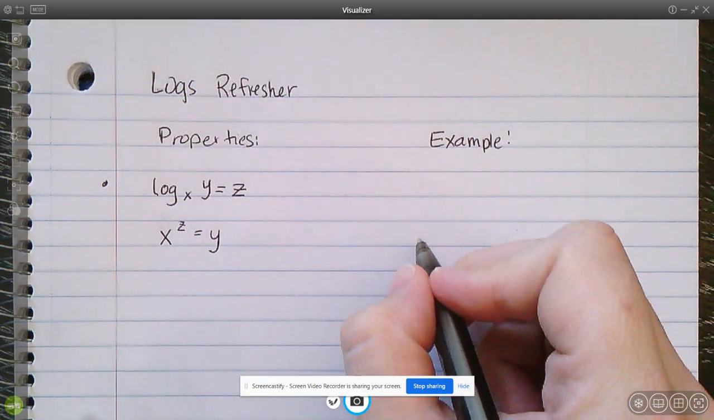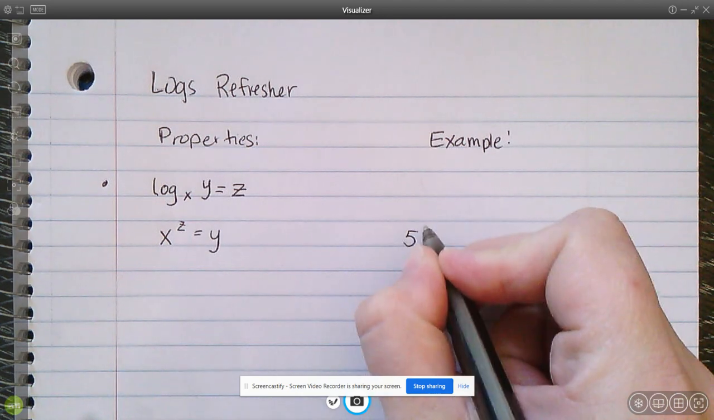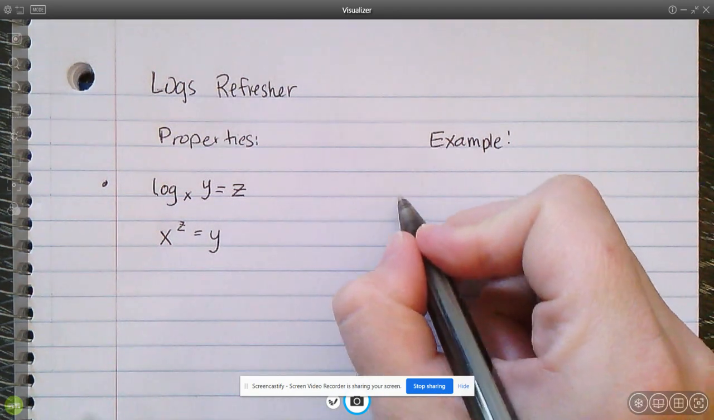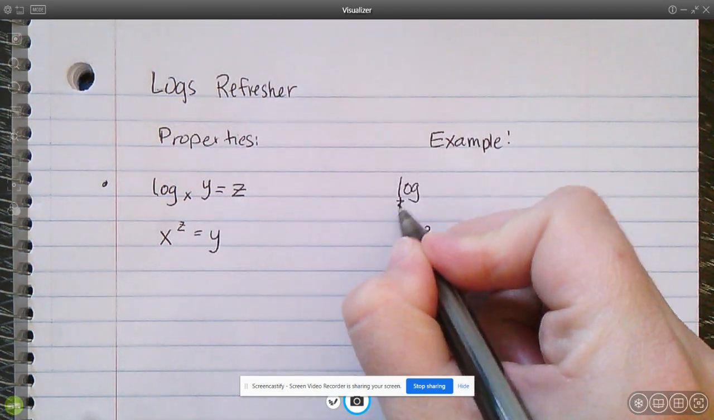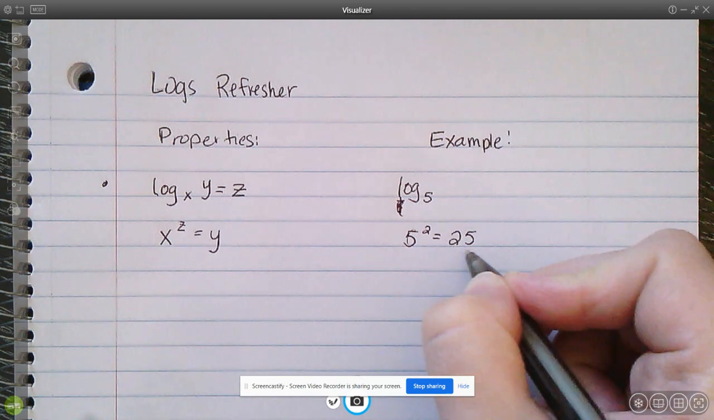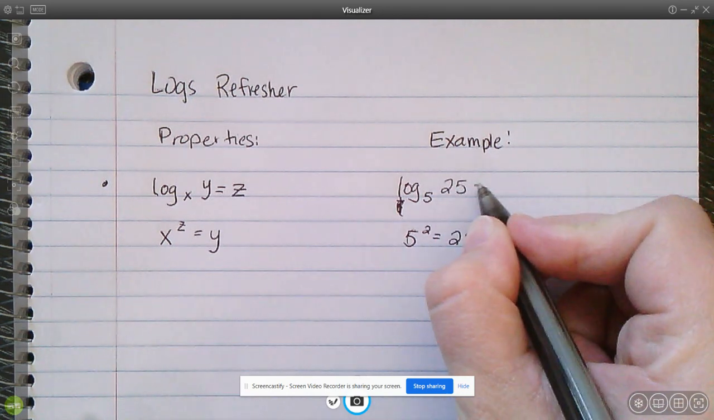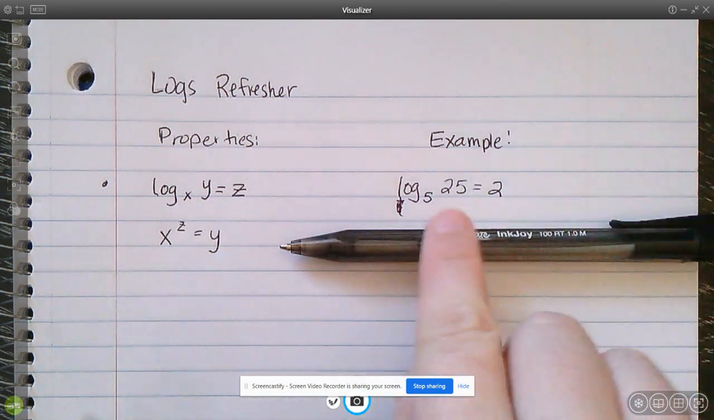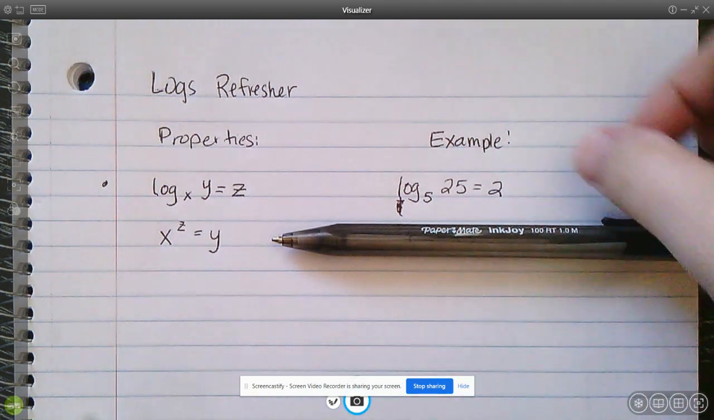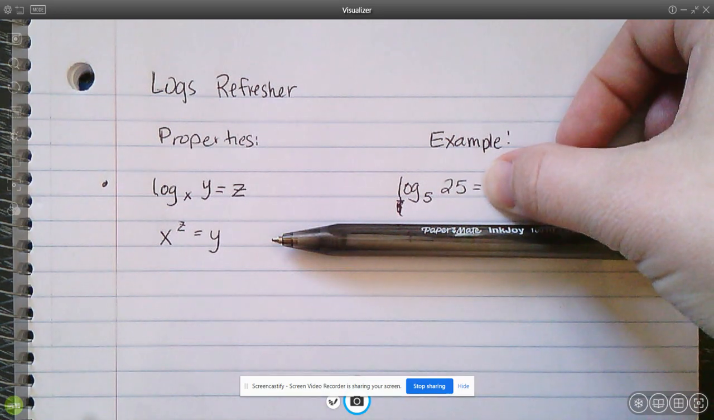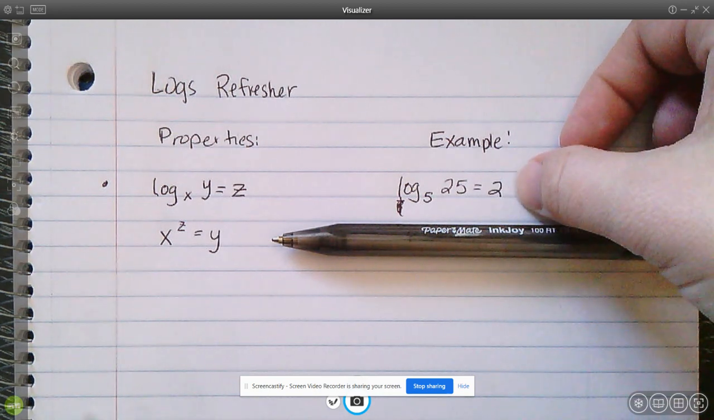So I'm going to start in exponential form. So if I write 5 squared equals 25, to write that in log form, you do log base 5 of 25 equals 2. And then, if I was looking at just this and I wanted to figure out what it was, in your head you want to say 5 to the power of what gives you 25. So 5 to the power of what gives you 25, and that's 2.